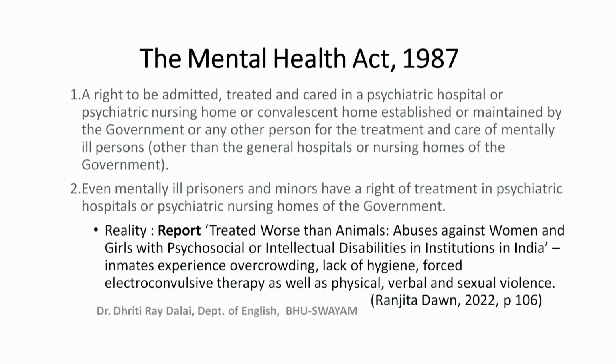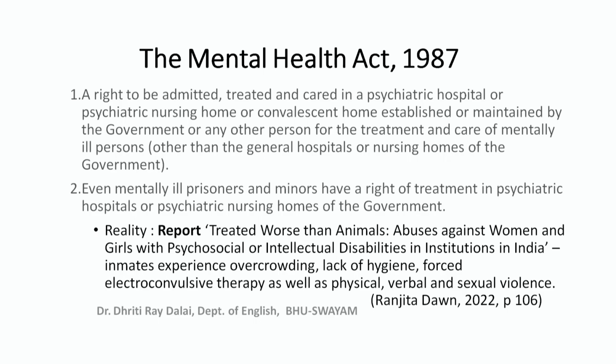Now, before we go into the fundamental act for the persons with disability, it was in 1987 that the Mental Health Act was passed by the government. The Mental Health Act confirms the right to be admitted, treated and cared for in a psychiatric hospital or psychiatric nursing home or convalescent home established or maintained by the government or any other person for the treatment and care of mentally ill persons. The next provision is that mentally ill prisoners and minors have a right of treatment in psychiatric hospitals or psychiatric nursing homes of the government.